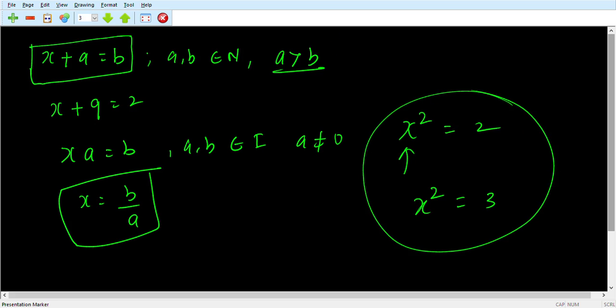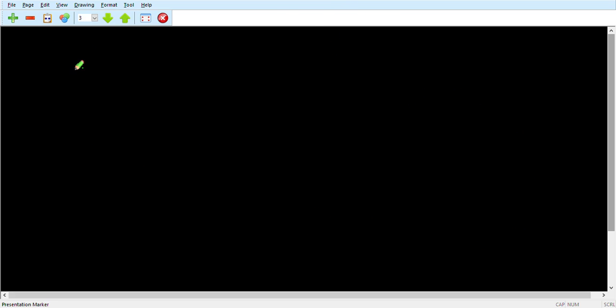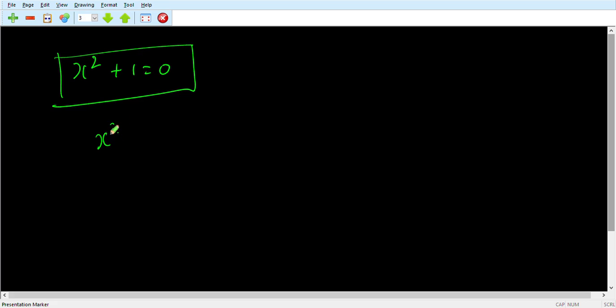But in this context, I have another equation also. What will happen if I write x square plus 1 is equal to 0? If this is the expression, what will be the solution? If you try to solve this equation, this will give you x square equal to minus 1, and let us suppose this x belongs to real numbers. You will not get a single real number whose square gives you minus 1. So now, at this stage, you have to extend your idea from real numbers to complex numbers.